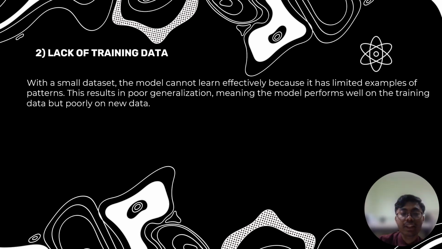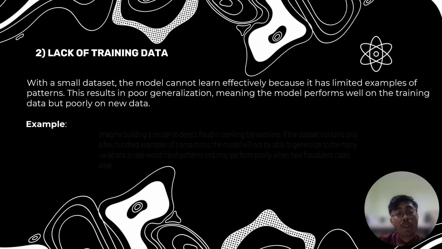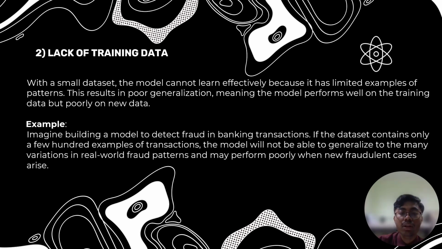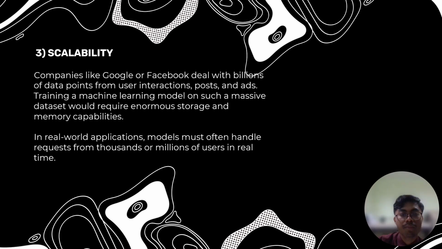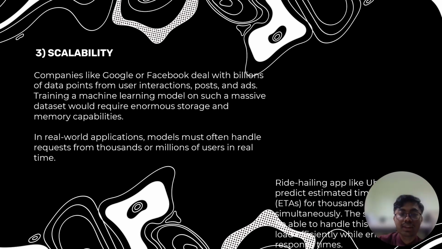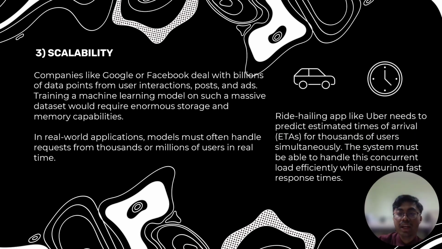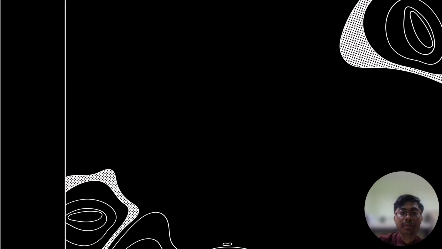Next, lack of training data. With a small dataset, the model cannot learn effectively because it has limited examples of patterns. This results in poor generalization. Scalability. Companies like Google or Facebook deal with billions of data points from user interactions, posts, and ads. For example, a ride-hailing app like Uber needs to predict estimated times of arrival (ETA) for thousands of users simultaneously.